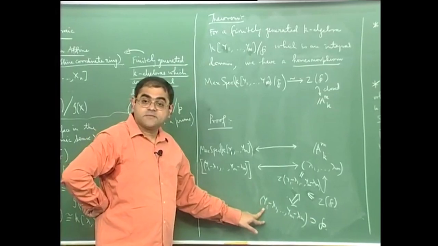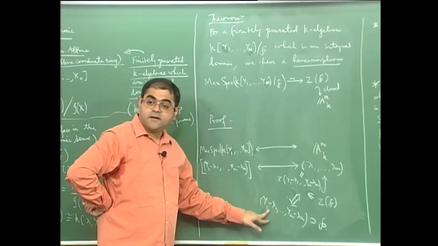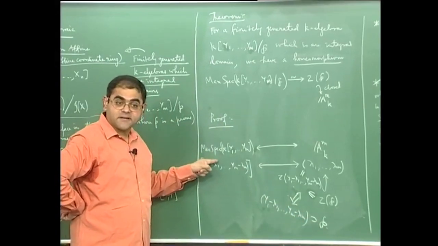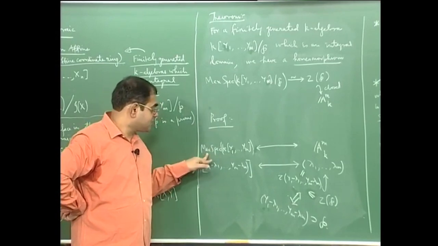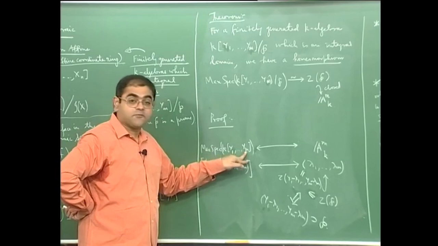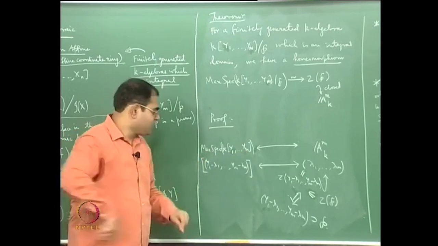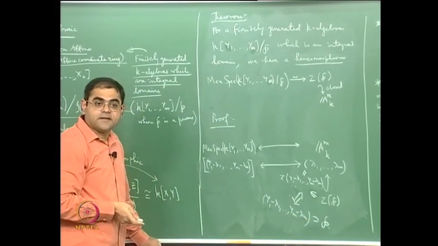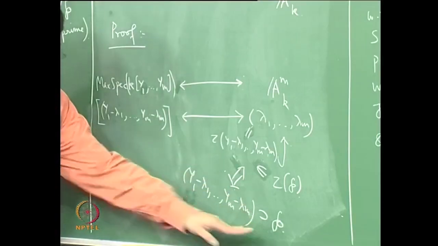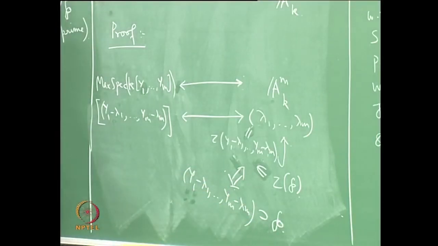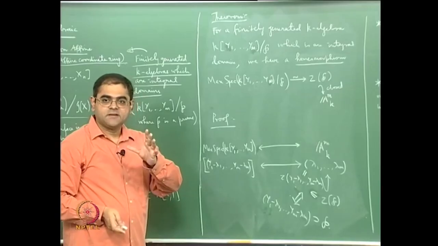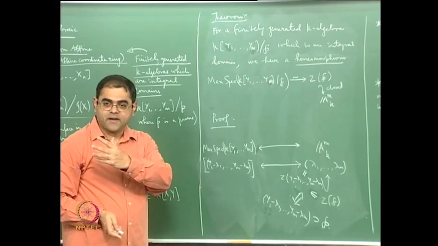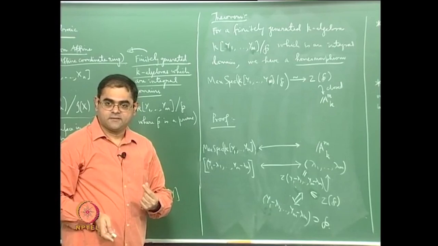And what does this mean? This means that this is in Z of p as far as the Zariski topology on the spectrum is concerned. So it's an element of max spec of k[y1, ..., ym]/p. See, what is max spec? The set of maximal ideals which contain p are precisely the set of maximal ideals in the quotient by p. The set of maximal ideals of a quotient of a ring by an ideal is precisely the set of maximal ideals of the ring which contain that ideal.